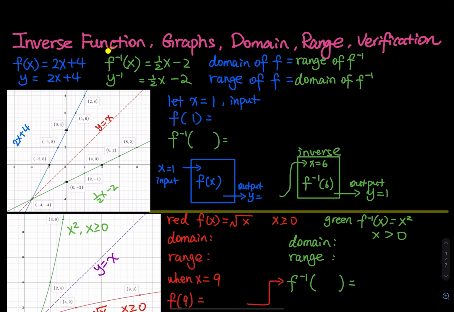This is f inverse of x. Once again, f inverse of x. The negative 1 stands for inverse. It is not an exponent. It equals 1/2 x minus 2. So for the equation, you use y negative 1. That means y inverse equals 1/2 x minus 2.